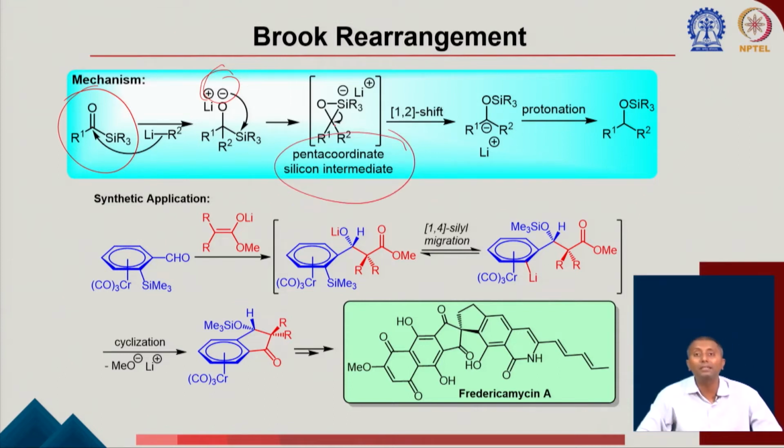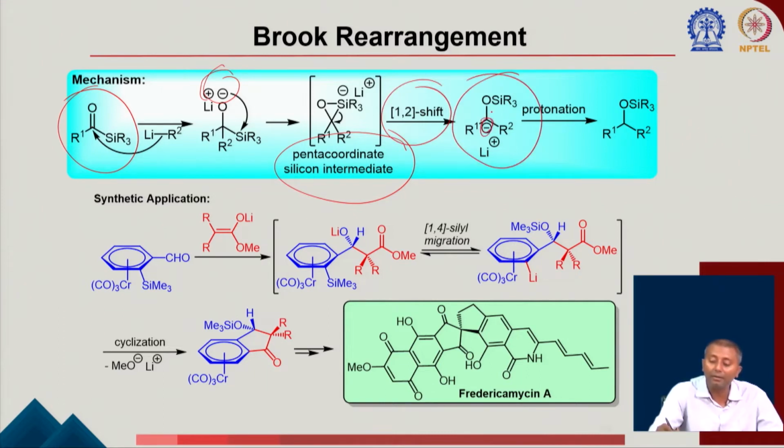We talked about that in silicon chemistry: carbon, which does not have a d orbital, cannot form this pentacoordinate species, but silicon does. That is the important thing here, because once this pentacoordinate species forms, there will be a 1,2 shift of silicon moving from carbon to oxygen and generating a carbanion on the carbon. Now that carbanion can be trapped with a proton, it can be trapped with an electrophile, and more. Okay. There is an example of this Brook rearrangement here.